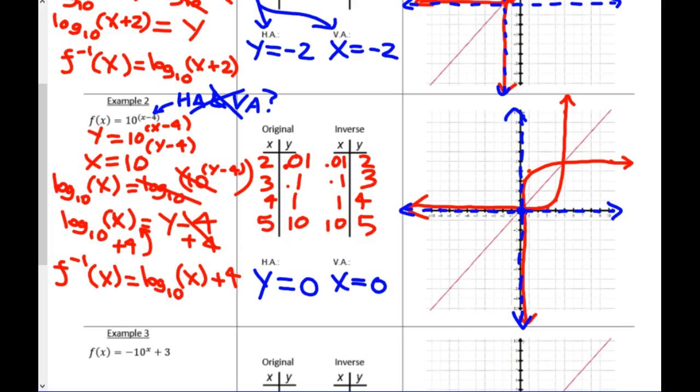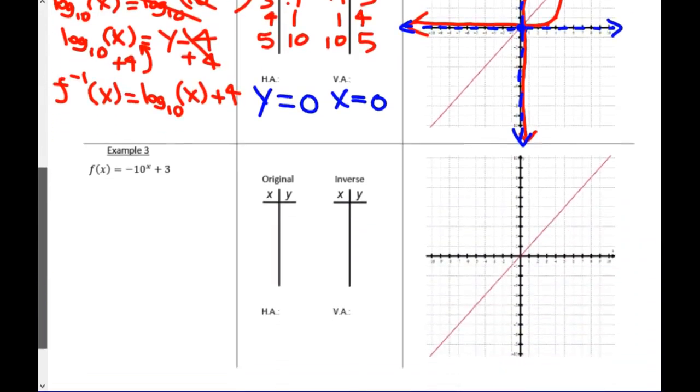Okay, one more example for these notes. Now this one's a doozy, so look at that. Look at all that. Oh well. All right, example 3. F of x becomes y equals negative 10 to the x plus 3. And once again, x and y switch. So x equals negative 10 power y plus 3.